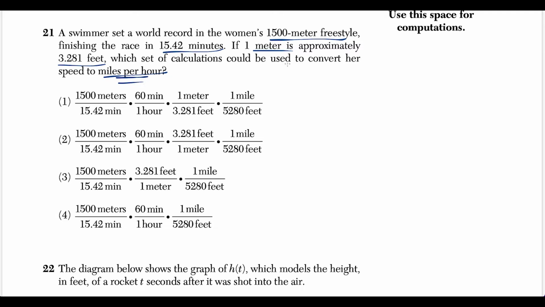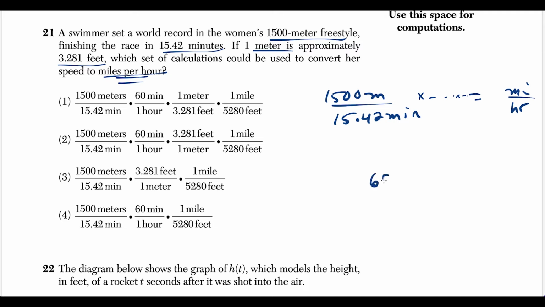Okay, so what we're starting out with is 1500 meters in 15.42 minutes. Notice all of these are starting the same. So far all the answers are in the mix, but we need units to cancel out so that at the end, after we do all of our multiplying, we wind up with miles per hour.